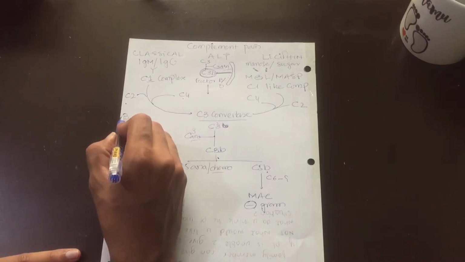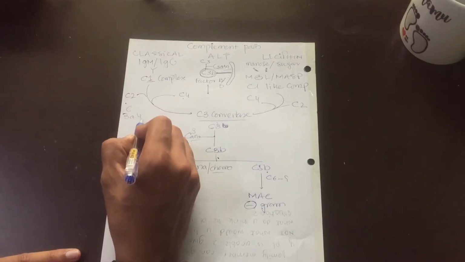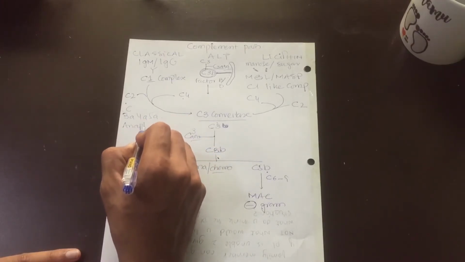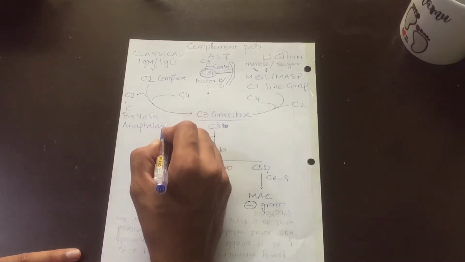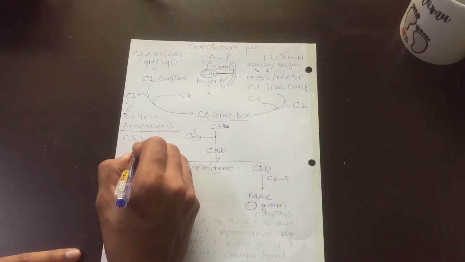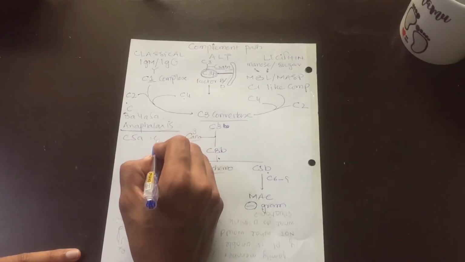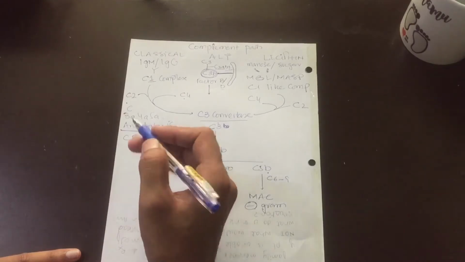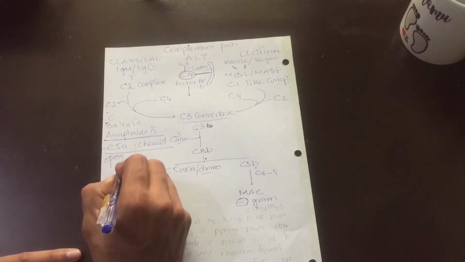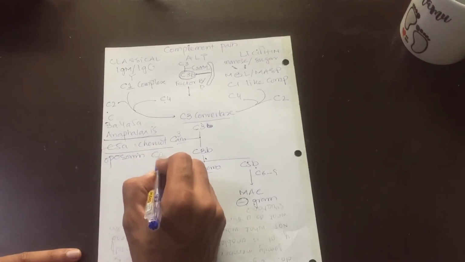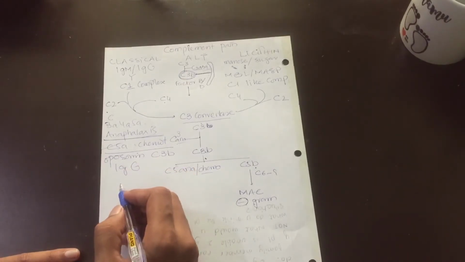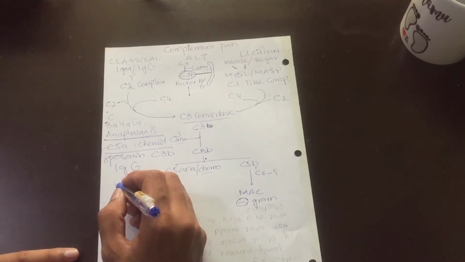C3a, C4a and C5a all take part in anaphylaxis; they are anaphylatoxins. C5a is a chemotactic agent. It recruits neutrophils. What are the opsonins? Opsonins are C3b and IgG.